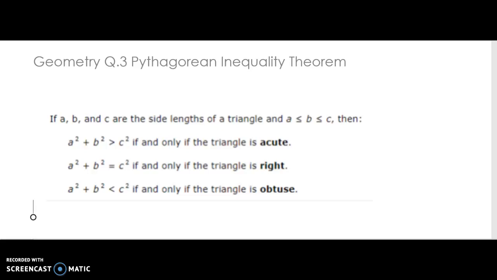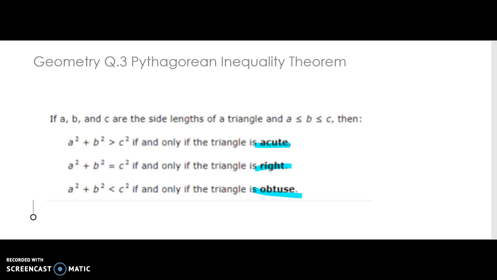Q3, Pythagorean inequality theorem. In Q2, we determined that if a squared plus b squared does equal c squared, then you have a right triangle. Well, if you know that you have a triangle, and you know the three sides, but a squared plus b squared does not equal c squared, then you can still determine what kind of triangle you have, whether it be acute, right, or obtuse.